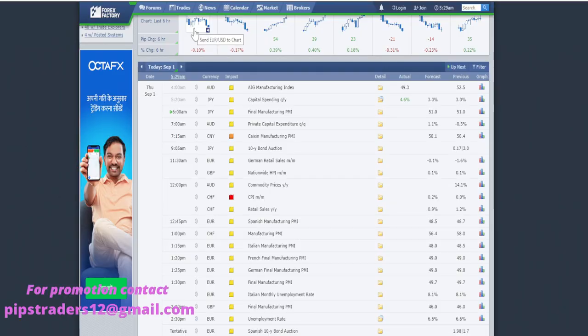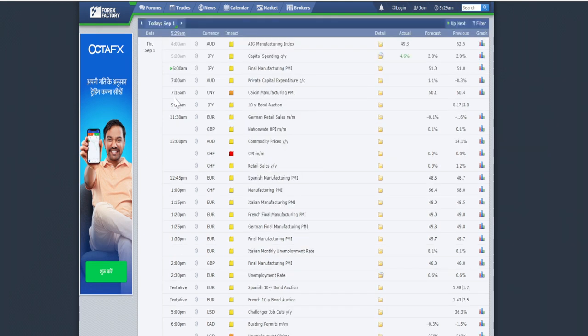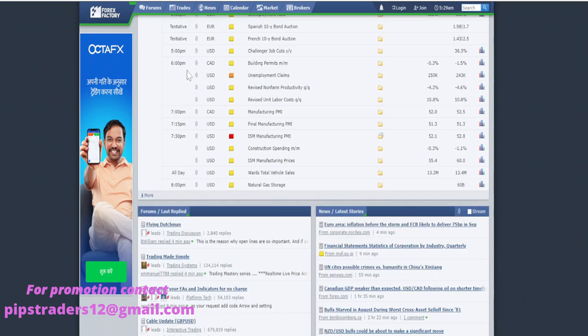When we look at the economic events planned for today, today is Thursday, September 1st. At 7:15 a.m., we have medium impact news planned for yuan-related currency pairs. And at 12 p.m., we have high impact news planned for Swiss franc. At 6 p.m., we have medium impact news planned for US dollar-related currency pairs. At 7:30 p.m., we have high impact news planned for US dollar-related currency pairs. So requesting you to consider these events also while making your trading plans.